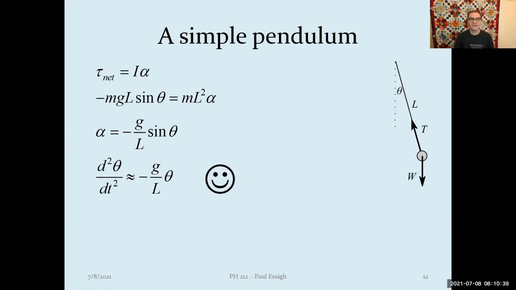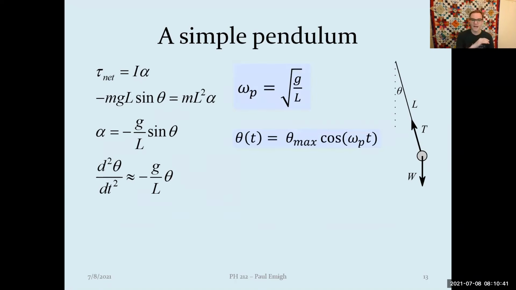And now we have exactly the oscillatory equation. So I can go grab all the things that I already know. I notice by quickly solving this that I get an angular frequency, which I'm going to call omega p for the pendulum, which is the square root of g over L, so a different angular frequency than we had for the block on a spring.